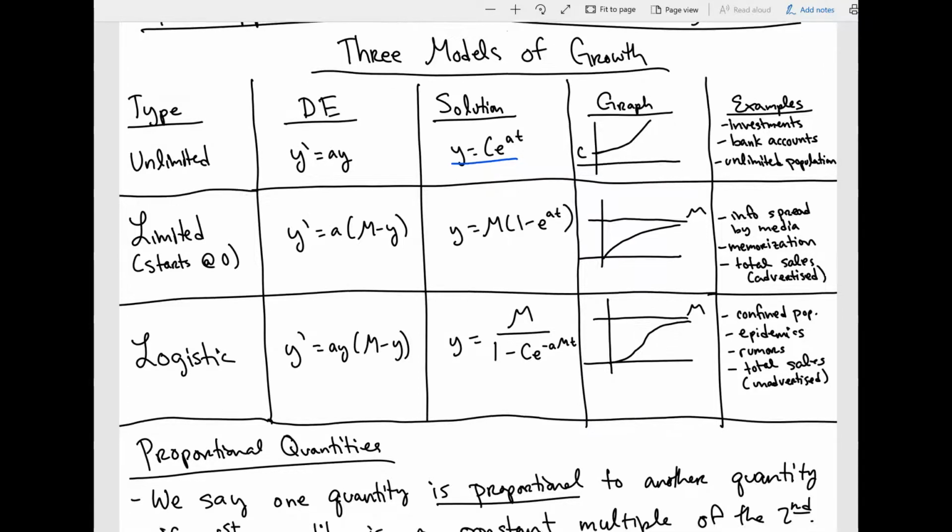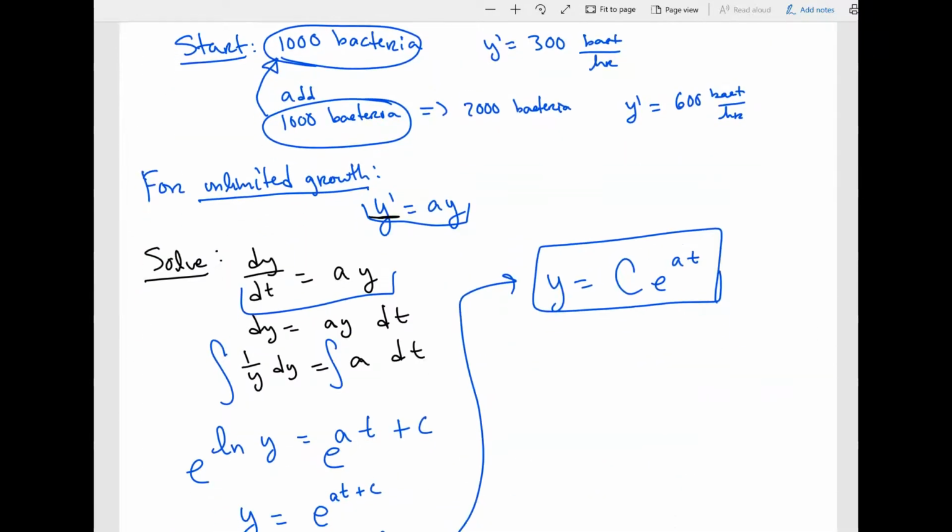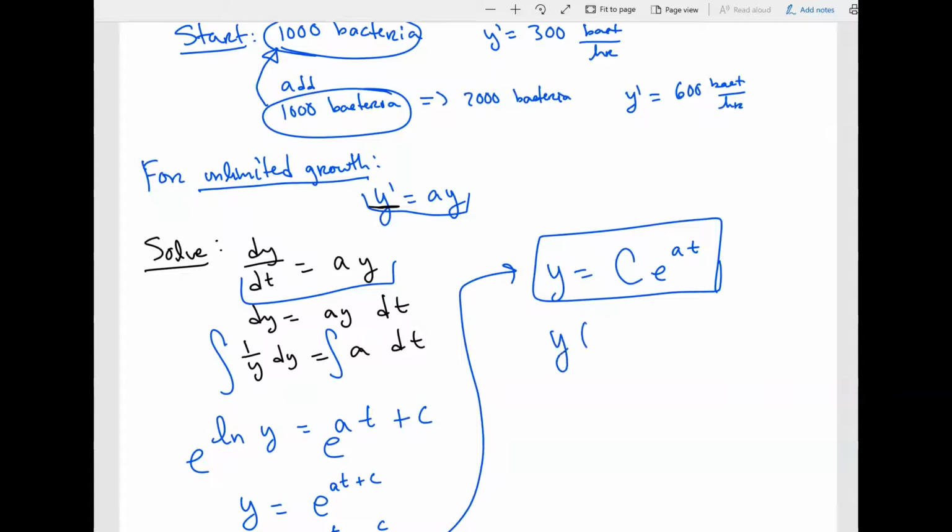Now, what is that value of c? Well, that value of c is the initial condition. So at time equals 0, you're going to have c amount. This is kind of like the initial population. So how many do we have initially?